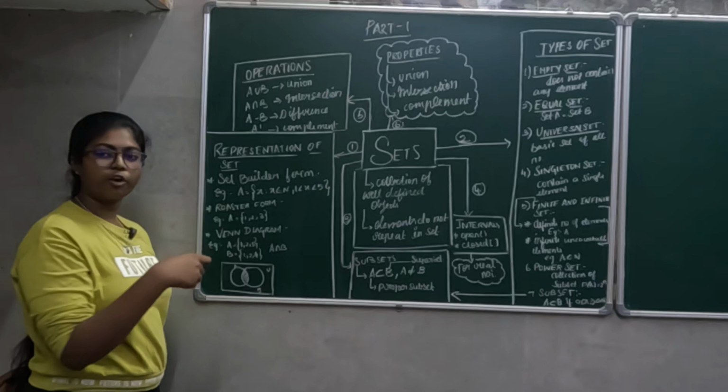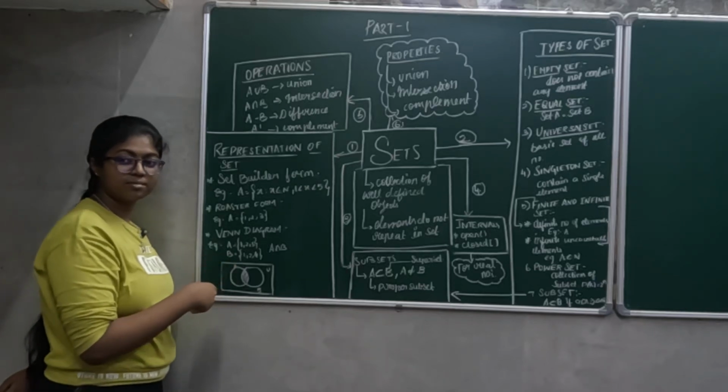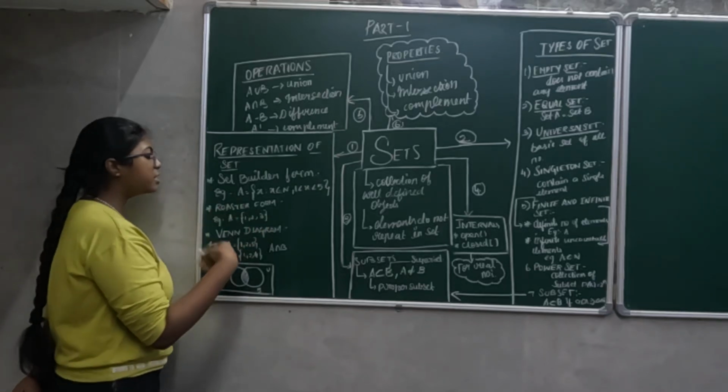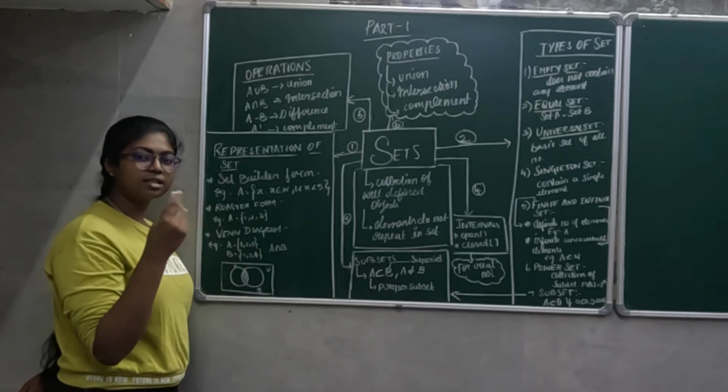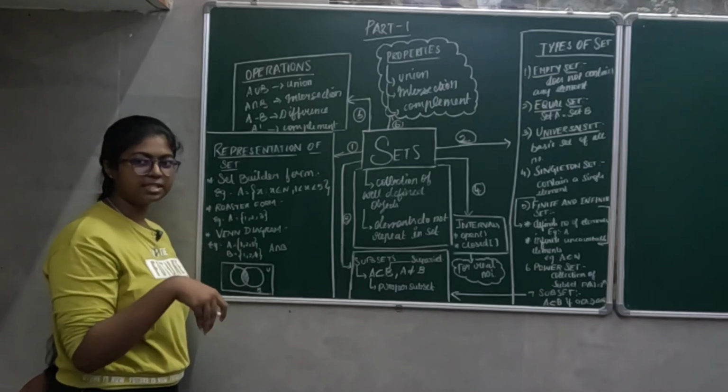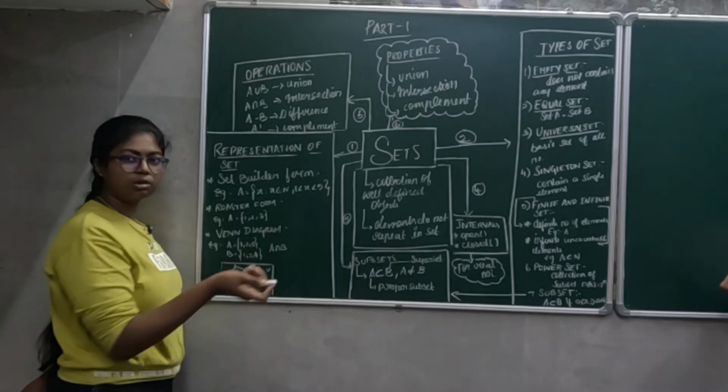So in roster form, we just write the elements which are in the set. For example, 1, 2, 3.